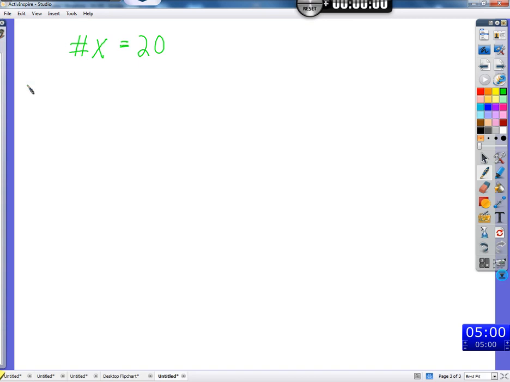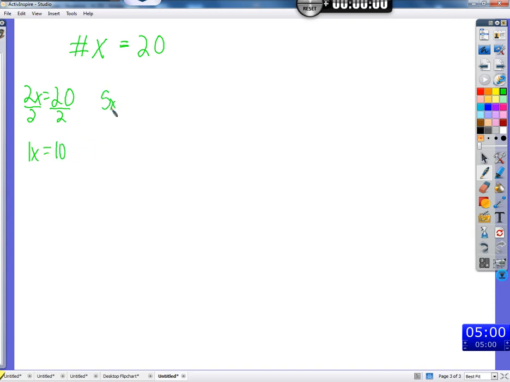It was 2x equals 20. What would you do to counteract that 2? Divide by 2. If we divide this side by 2, we get 2 divided by 2 is 1. 1 times x is just x. On this side, we divide by 2. 20 divided by 2 is 10.